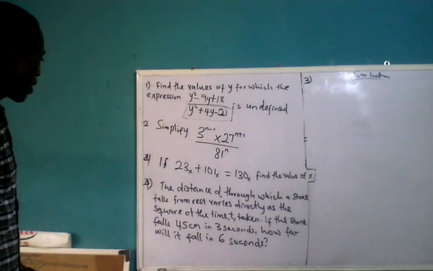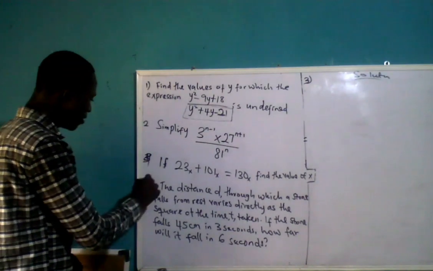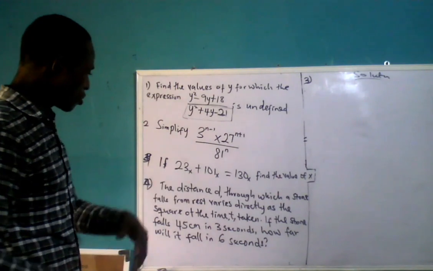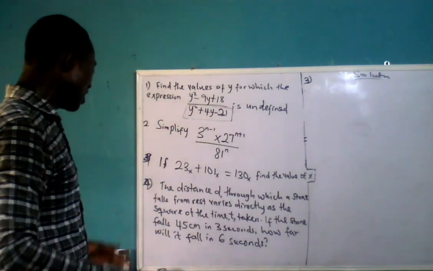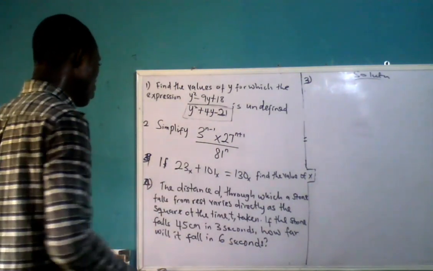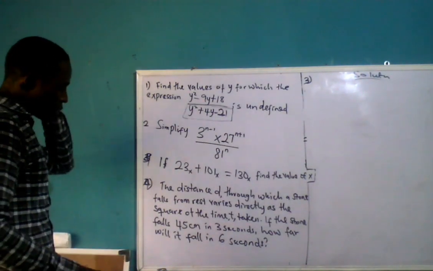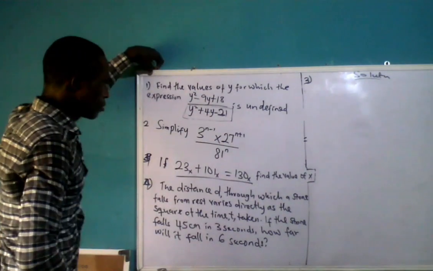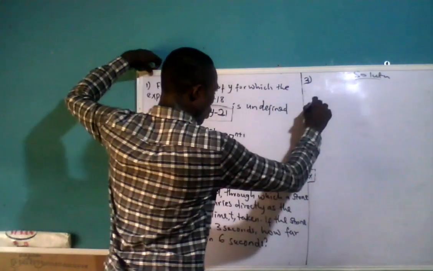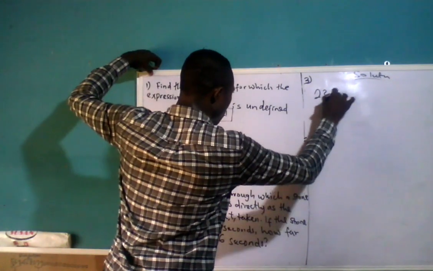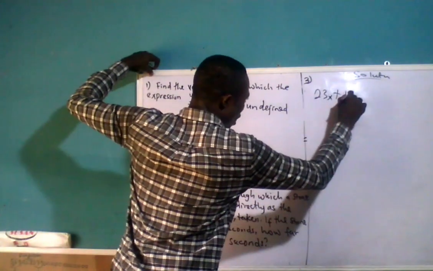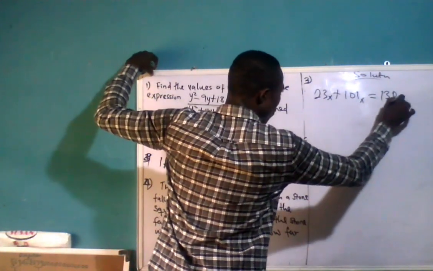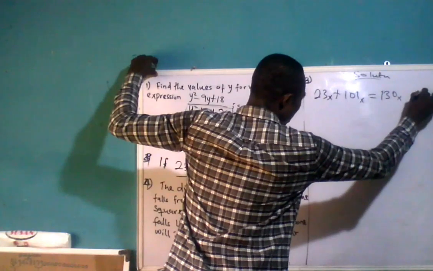Let's look at question number 3. In question number 3, we are given an equation in which the numbers are in a base that is unknown. We have to find the base in which those numbers are written. So let's put the whole equation down. You have 23 in base x plus 101 in base x equal to 130 in base x, and we have to find x.